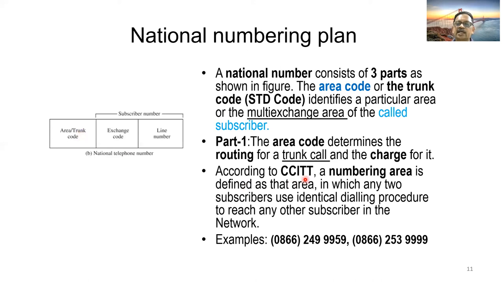According to CCITT, a numbering area is defined as that area in which any two subscribers use identical dialing procedure to reach any other subscriber in the network. So CCITT has defined the numbering area, or the multi-exchange area, in which any two subscribers use identical dialing procedure to reach any other subscriber in the network. Suppose in Vijayawada there are 15 exchanges, and from any exchange you are making a call to any other exchange out of these 15.